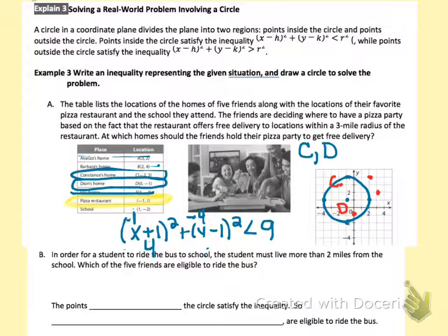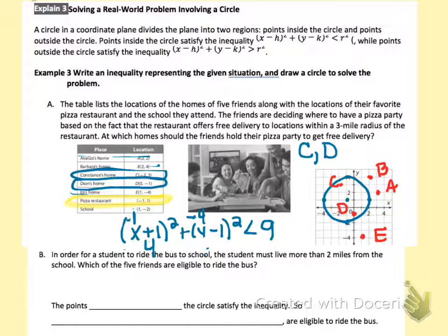Dion's within the perimeter. And then Eli, what was Eli's? Was it 1, negative 4? Yeah, over 1, down 4. That one was significantly farther out, so E was way out here. A was at 3, 2, and that was B. So clearly C and D are the only ones that could host, so that would be Constance and Dion.